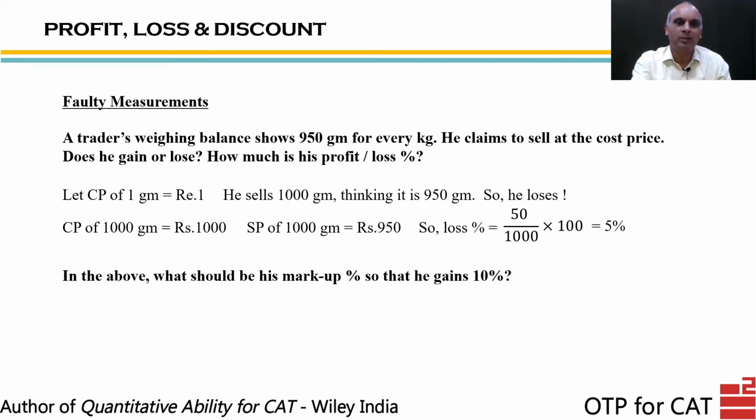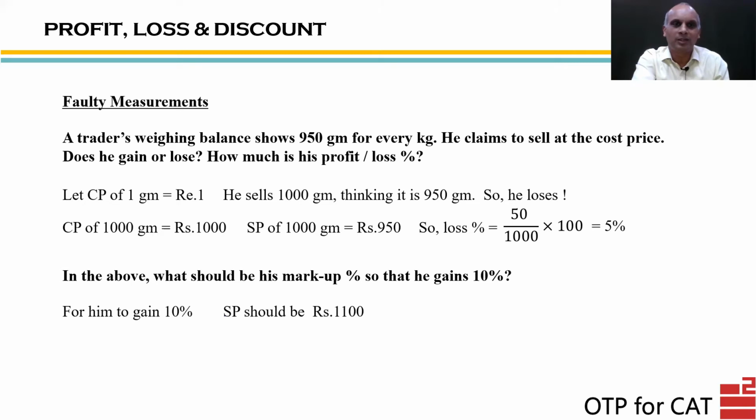His markup percent will be how much? So currently he's selling at 950 rupees and his true cost price is 1000 rupees. Since he wants to have a gain of 10%, his selling price should be 1100 rupees, isn't it? If SP should be 1100 rupees, but currently he's selling the articles for 950 rupees, so he has to raise the price from 950 to 1100 rupees. It's an increase of 150 rupees.